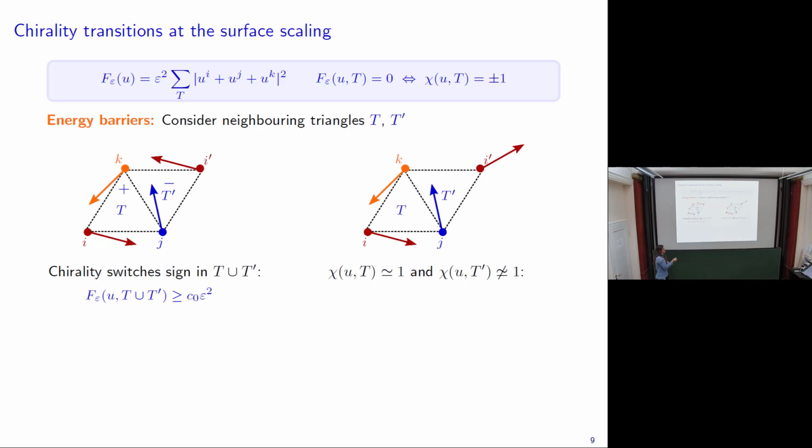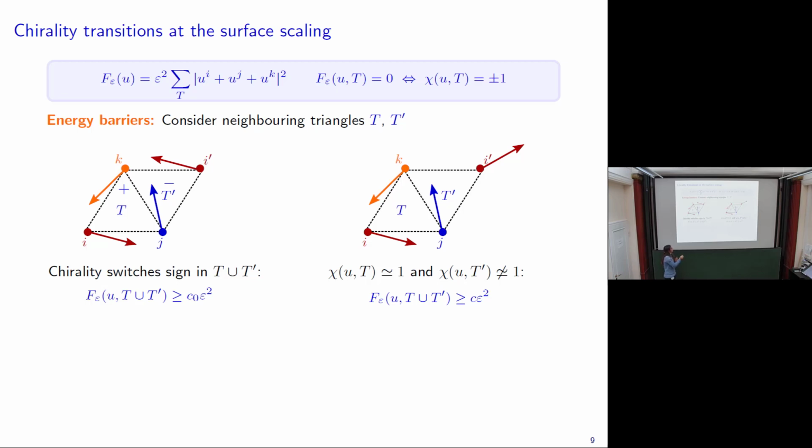But now here I'm obviously far away from a ground state. It's a bit sloppy, but here chirality is close to 1, and here it's not anymore close to 1. Since I have this property that my energy vanishes if and only if chirality is plus or minus 1, I know that also here I pay a fixed amount of energy. This constant depends on the threshold that you fix here of being close to 1 or not close to 1. But still, you get something.